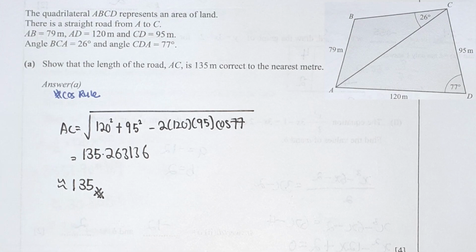For section 6, show that your length of the road AC is 135 meters. Through cosine rule, you are able to identify that and prove this question, by substituting 120, 95, and 77 degrees into the right place.